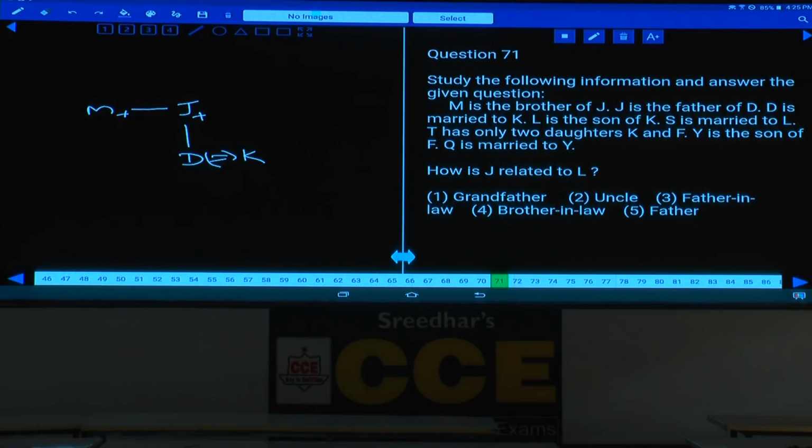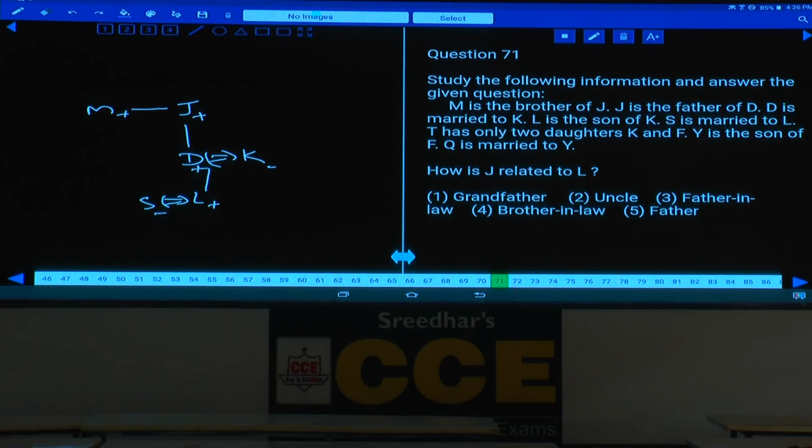L is the son of K. S is married to L. As S is married to L, L is a male and S is a female. T has only two daughters, K and F. That means K is a daughter, K is a female, D is a male, isn't it?